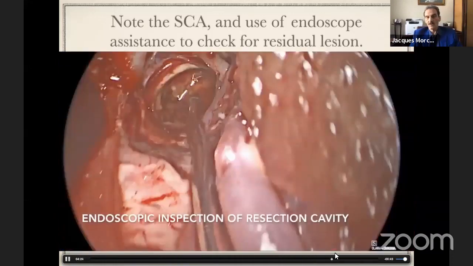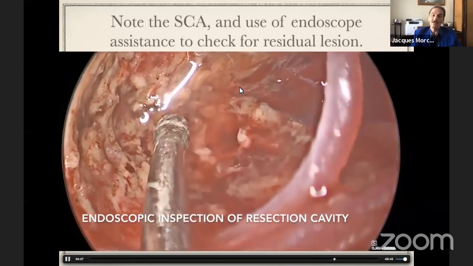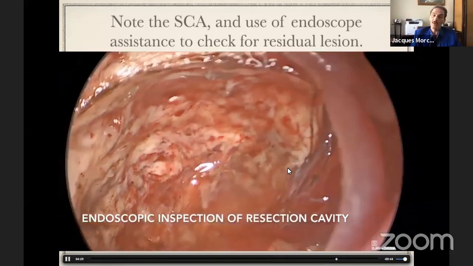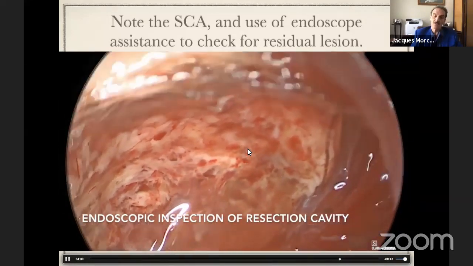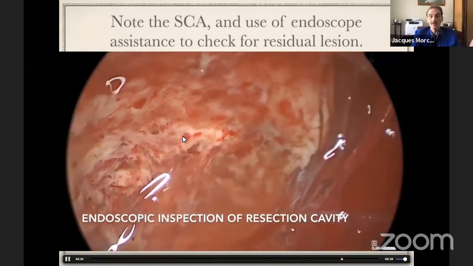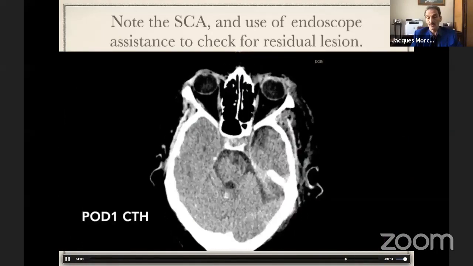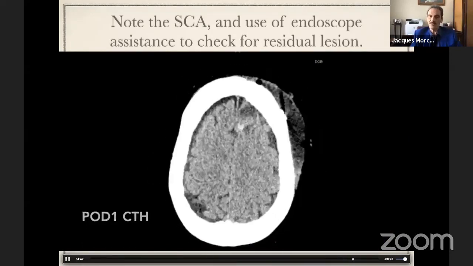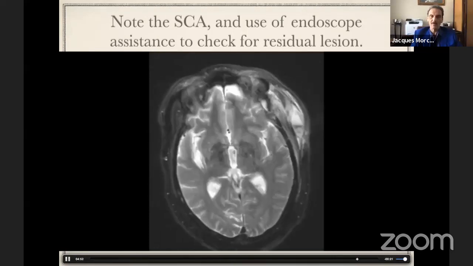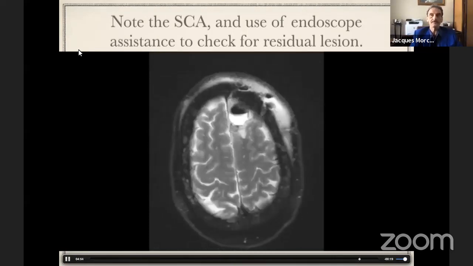And here we are, we're going to remove it. And now here is the use of the endoscope. When I removed it all, this is a 30-degree endoscope. Look at the beautiful DVA on your right. You see, very nice view of that. And now I can be sure, since the endoscope showed me, that the lesion is all removed. Remember the endoscope, it's another tool. There's not a war between microscope and endoscope. They complement each other. And here is the post-op MRI.